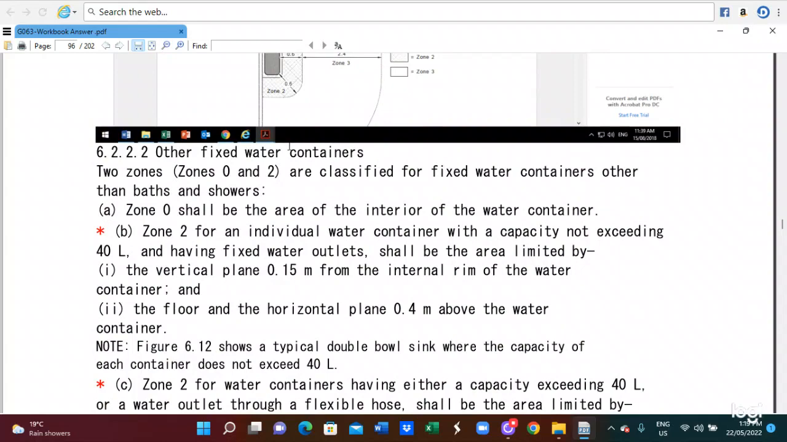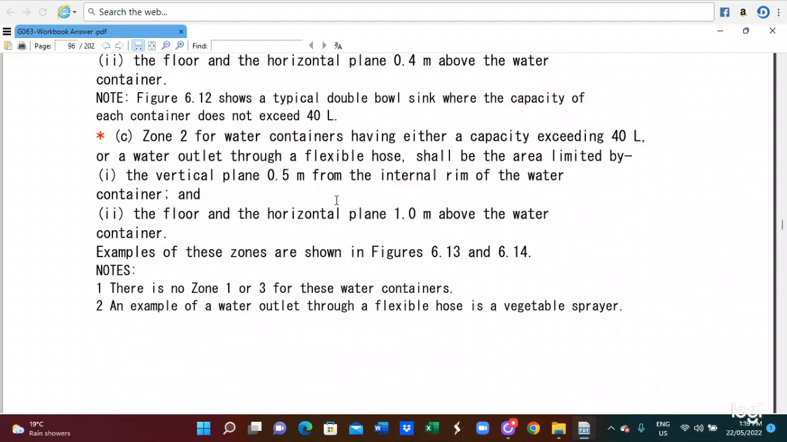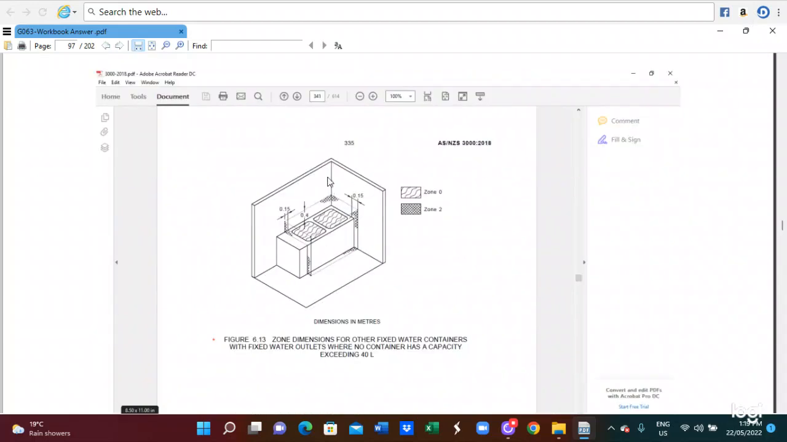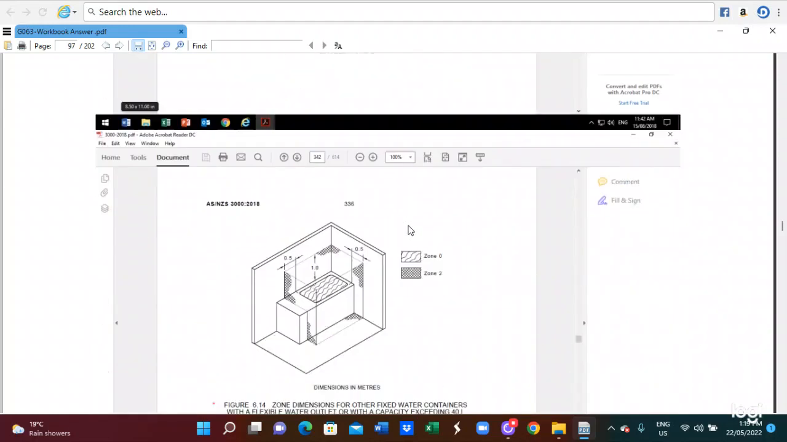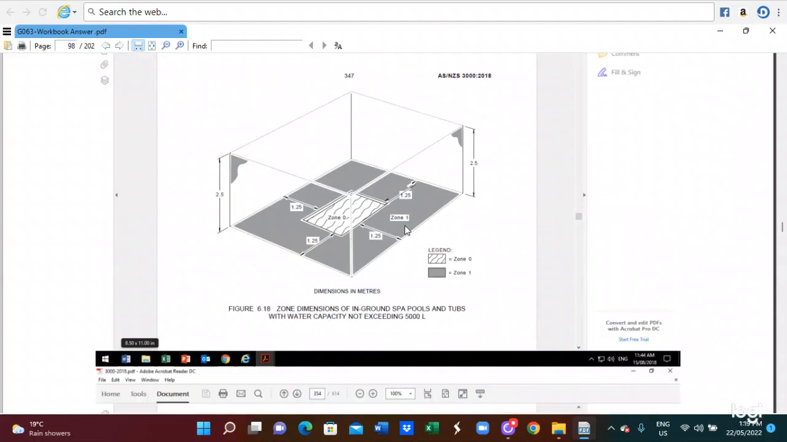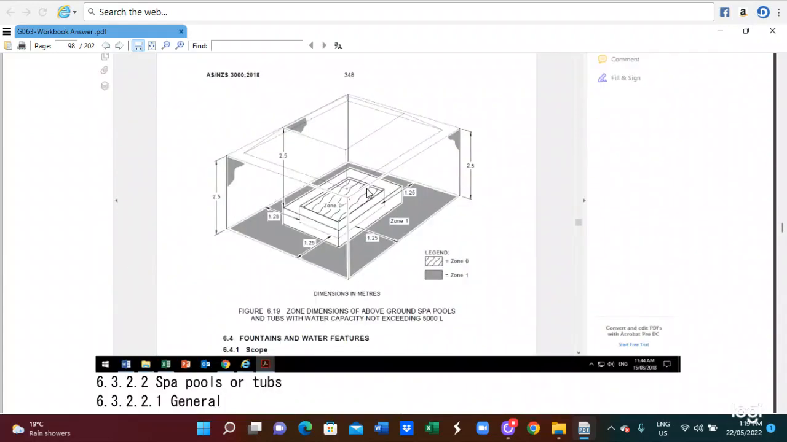For fixed water containers, you have to follow clause 6.2.2.2. This is the fixed water container system you have to read through. And also for this fixed water container and its diagram, where the zone location is, you can read in this diagram. They also refer to 6.18 for the zone dimensions of the ground spa pool. You can also refer to this one.